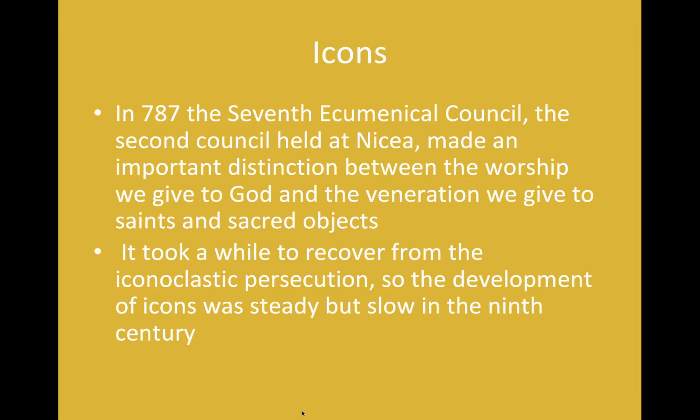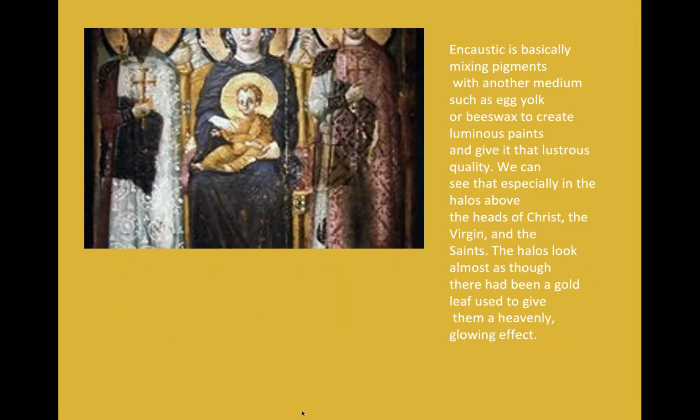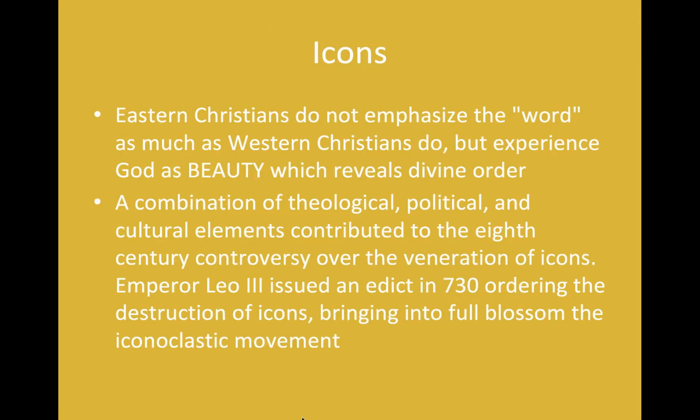Okay. We're going to look at encaustic for a second. Encaustic is mixing pigments with another medium like eggs and wax, gives it a shine. And we can see that in the halos. It looks like there's gold leaf there, but there's not. It comes from that shining wax. So let's go back to the actual picture.